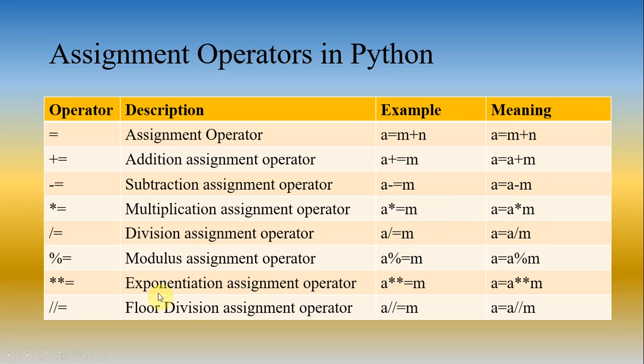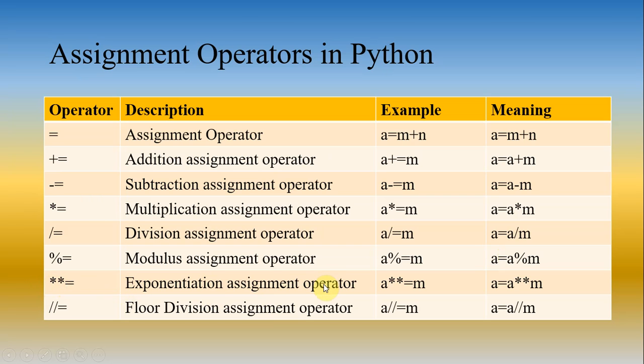The next is the modulus assignment operator. Mod equal to means when a is divided by m, it will store the remainder of a divided by m in a. Basically it is like the mod operator that we are using. The mod operator gives us the remainder. So a mod equal to m means a equal to a mod m, which will store the remainder of a divided by m in a. We will see that in a moment.